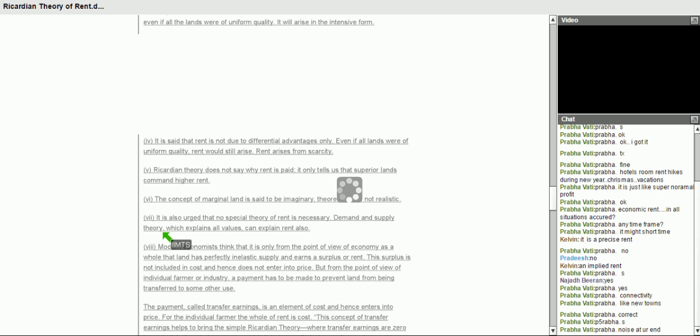Then the concept of marginal land is said to be imaginary, theoretical, and not realistic. Yes, there cannot be a piece.